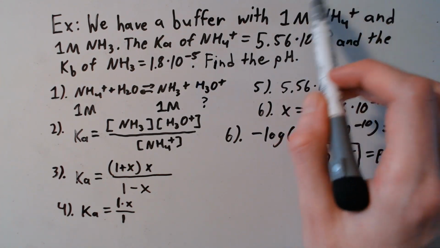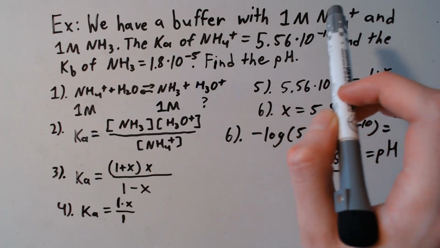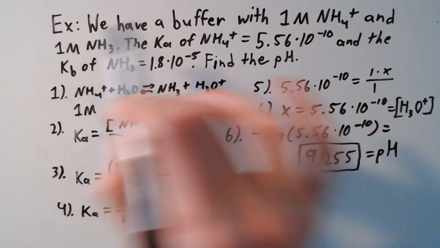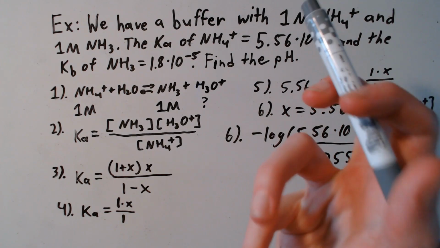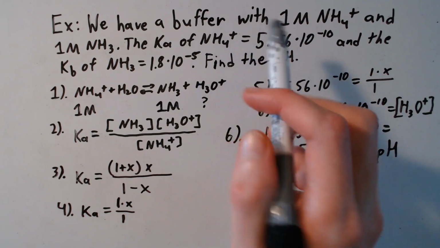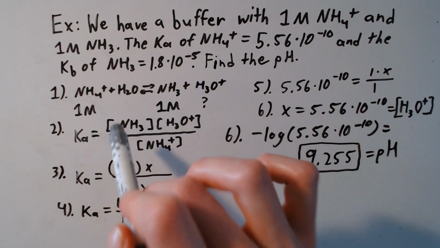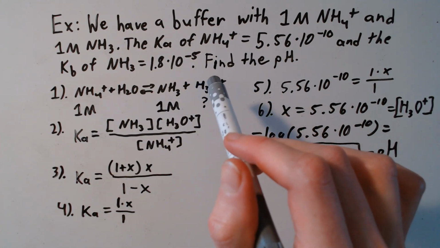Here we can see that there is this weak conjugate acid, the NH4+, and then there is this weak conjugate base, the NH3, and they're in a 1-to-1 ratio. So before I start, I would like to show what exactly happens in this buffer when it reacts in the solution, so we can understand why I'm using this method to find the concentration of H3O+.